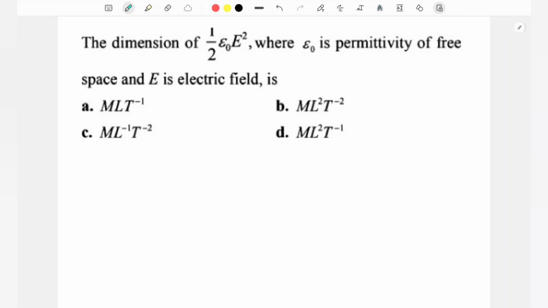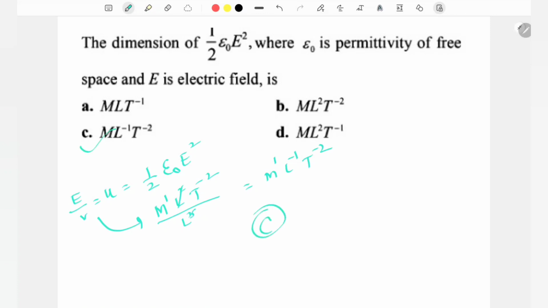The dimensions of 1 by 2 into epsilon naught E square, where epsilon naught is the permittivity of free space and E is the electric field. We know that half epsilon naught E square is the formula for energy density, that is energy divided by volume. For energy, the dimensional formula is M^1 L^2 T^-2, and for volume we get the dimensional formula L cube. By cancelling, we get the dimensional formula M^1 L^-1 T^-2. So option C is the correct one.